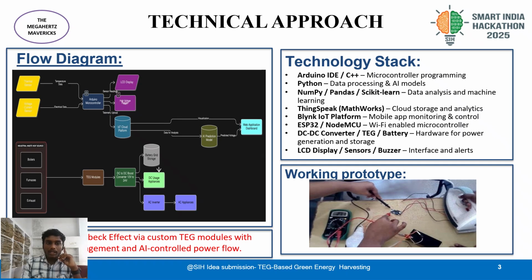From the boilers, we use the TEG modules, then the DC-DC boost converter, and then the battery grid, and we use it in DC applications, and if an inverter is needed, we use that too.